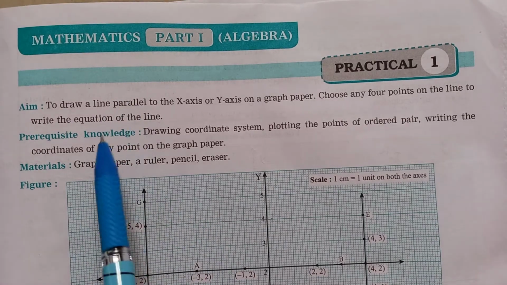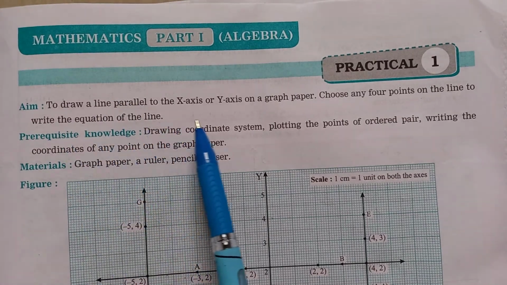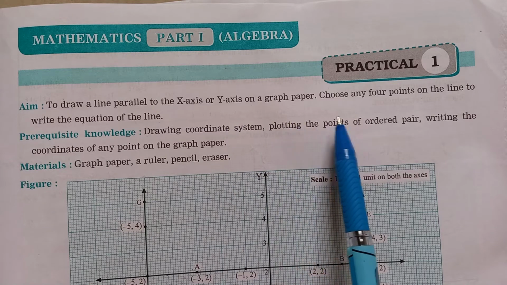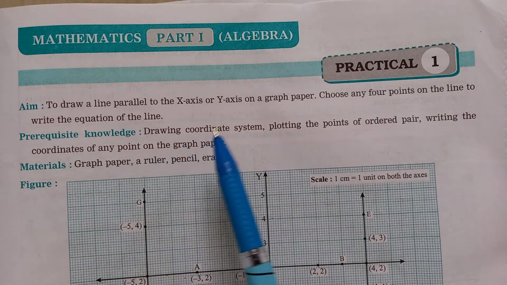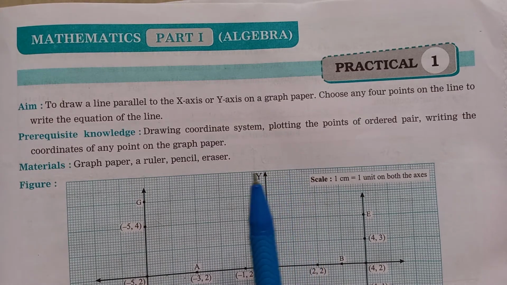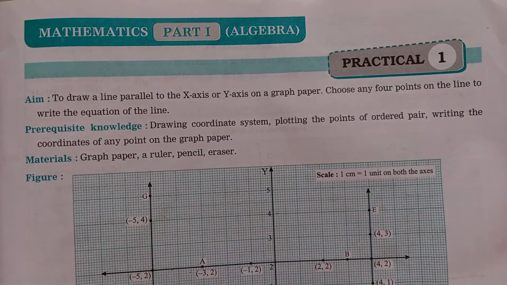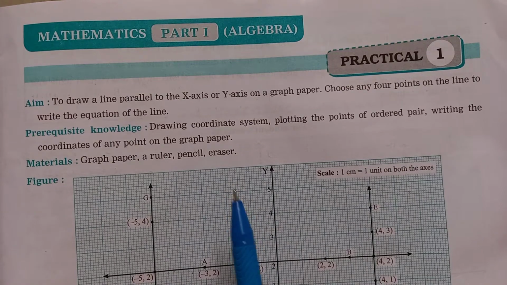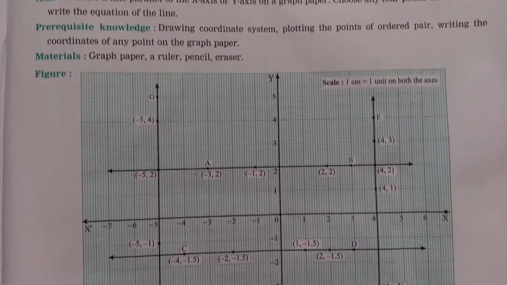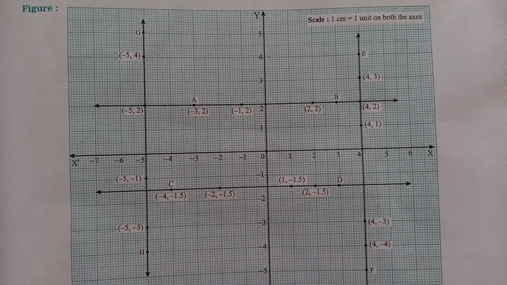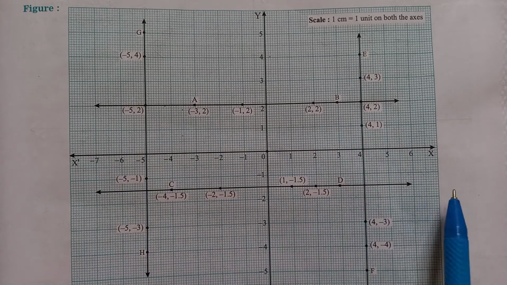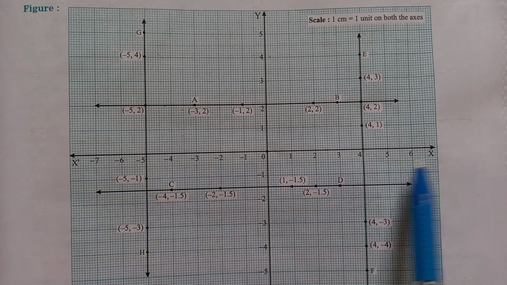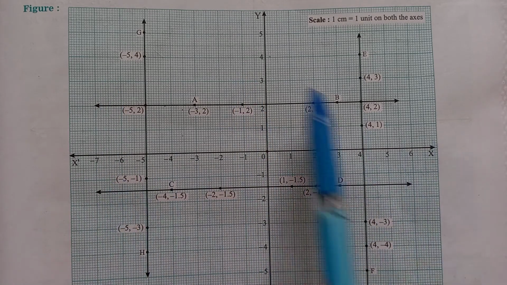You see now, to draw a line parallel to x-axis and y-axis on a graph paper and choose any 4 points on the line. Write the equation of the line. Means here you have to draw two lines which are parallel to the x-axis and y-axis. See here, for example, the given graph, like that you have to draw. This is parallel to the x-axis. These two lines are parallel to the y-axis, and this is the coordinate of this. This is the x-axis, this is the y-axis.